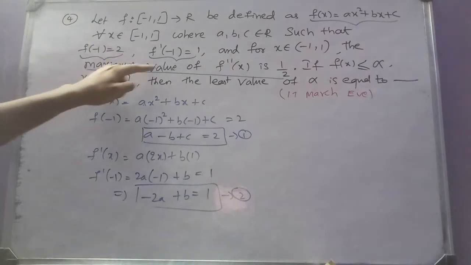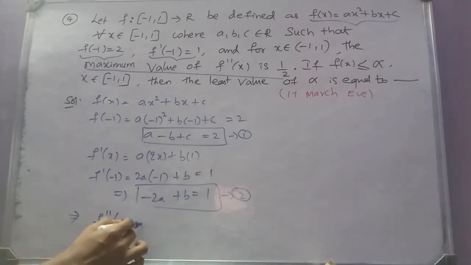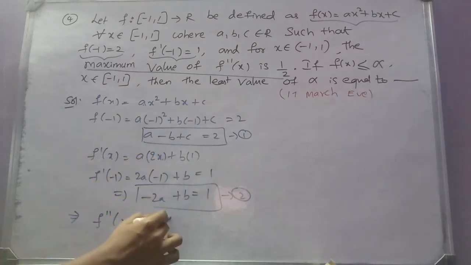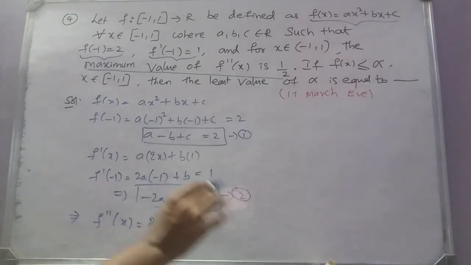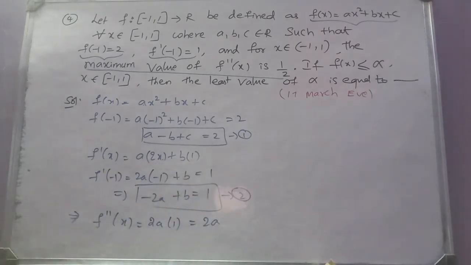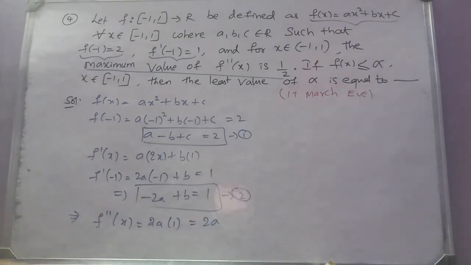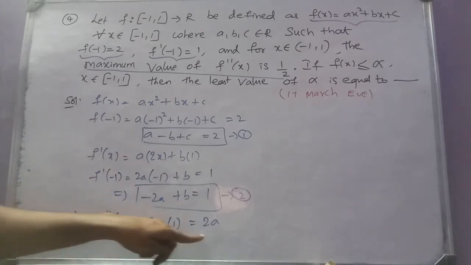And after that, observe: the maximum value of f double dash of x is 1 by 2. The double derivative: by using f dash of x, you can find f double dash of x. So 2a as it is into x derivative is 1, plus the constant derivative is 0. Actually f double dash of x is a constant. A constant will not have separate minimum and maximum values; the minimum and maximum are both the constant value itself. So the minimum value is 2a only, and the maximum value of f double dash of x is also 2a only.